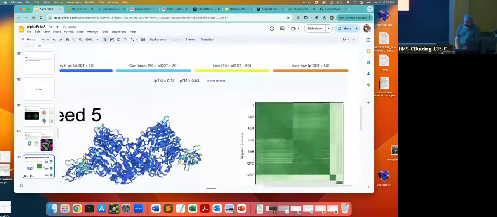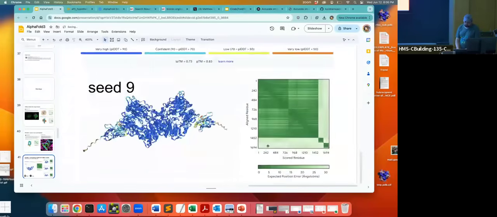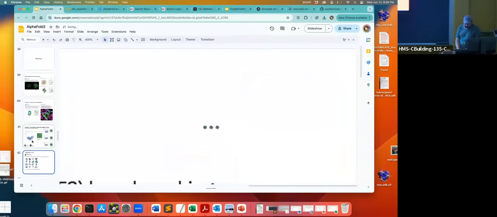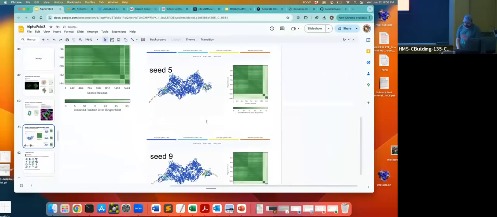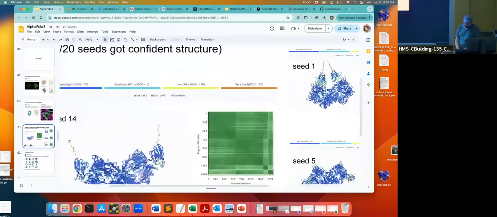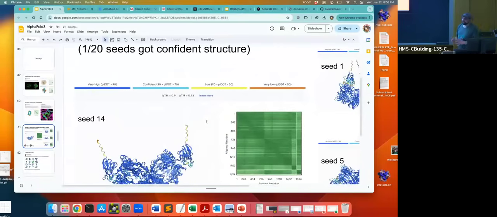If you do seed number 5, or seed number 9, none of those work. And then it turns out the magic number for this example was seed 14. To me this suggests it's very similar to that antibody example that I told you guys about, where they had to run it 1,000 times. It's particularly the exact same example.